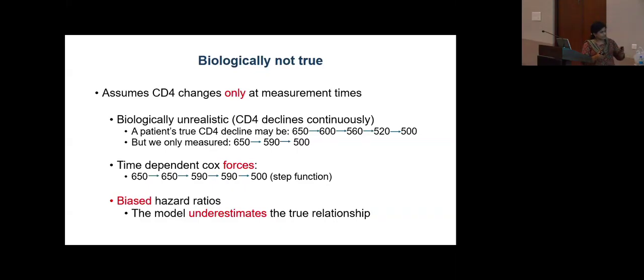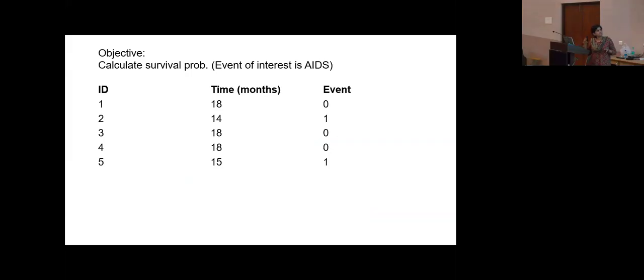So what happens in your time dependent model is this. Here you're forcing it to be constant across all these time points. Instead of 600, you still assume it to be 650, right? Similarly, instead of 560, you assume it to be 590, because you don't take into account the reality of the reduction that is happening in the CD4 count. This is how usually the step function works in any model apart from the joint model.